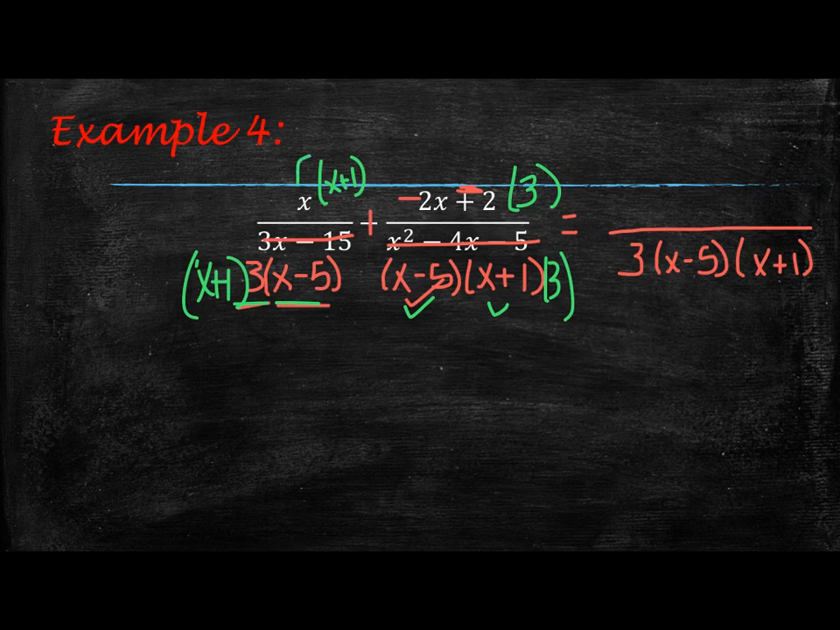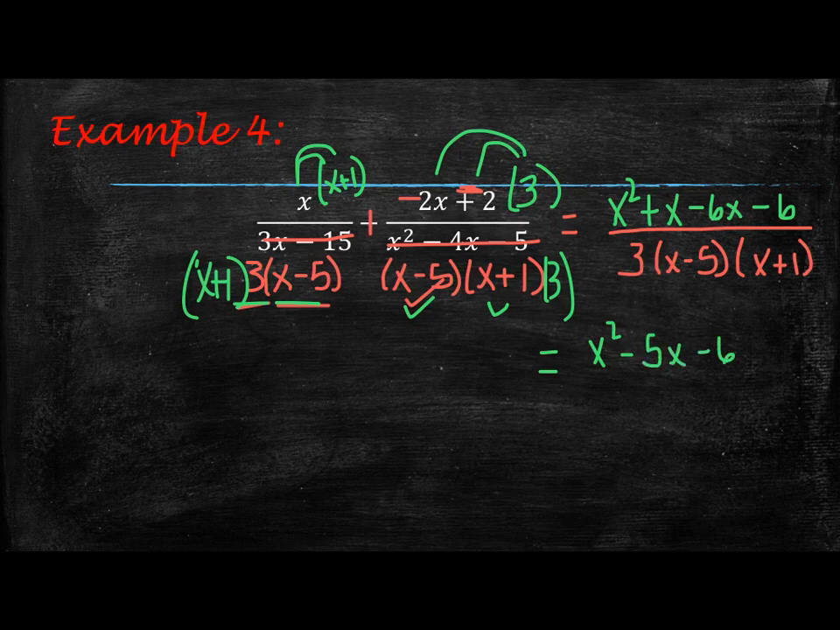Go ahead and distribute the x times the x plus 1, so that's x squared plus x. Then also distribute the 3 into both of these. So that would be a negative 6x and then minus 6. Go ahead and combine what you can in the numerator. So we have x squared minus 5x minus 6 all over 3 times x minus 5 times x plus 1.